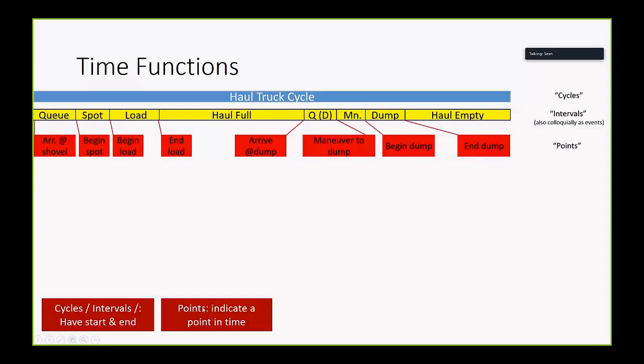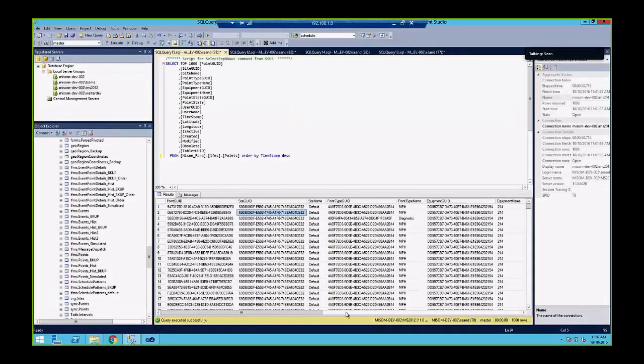That's why, when you look at the actual data, we have our point GUID. A GUID is essentially, in database terms, a key. It's a way of uniquely identifying something.